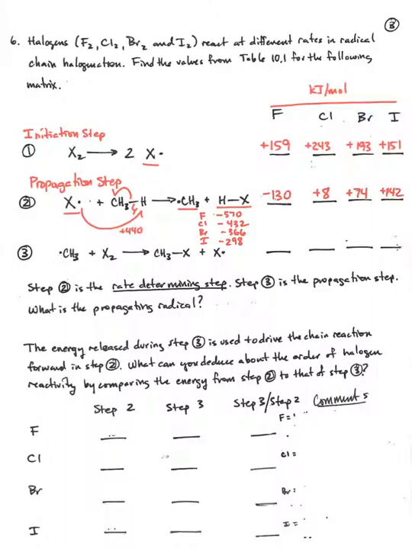So what we want to understand is what these numbers are telling us for this propagation step. So in this step, when we add the energy required and the energy released to get these energies in this column, negative 130, plus 8, plus 74, plus 142, that is the energy that's either released or required for this step to proceed. So now we're going to move down to propagation step number 2, which is the third step in the free radical chain reaction.